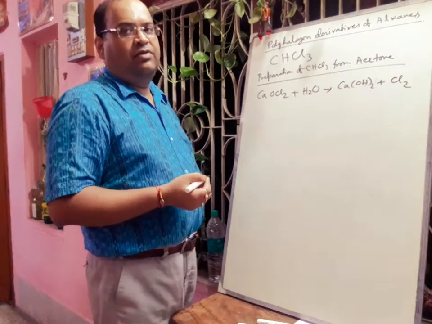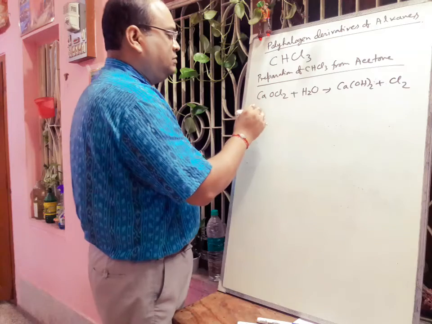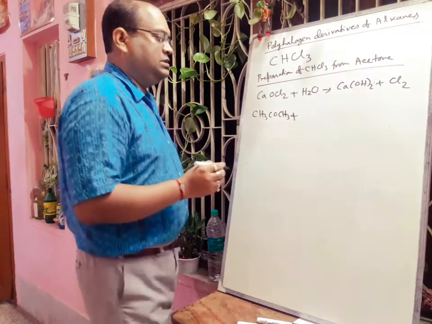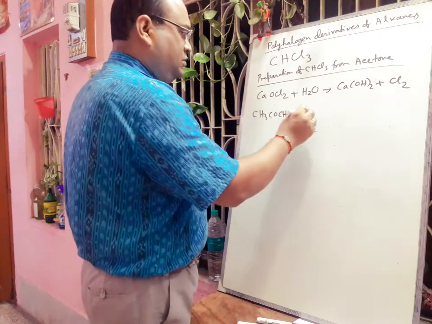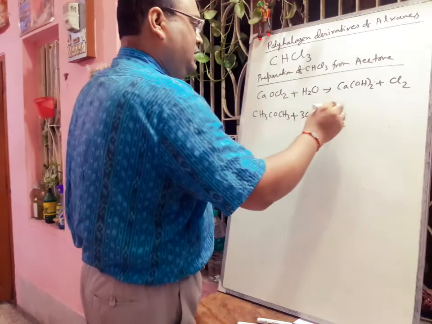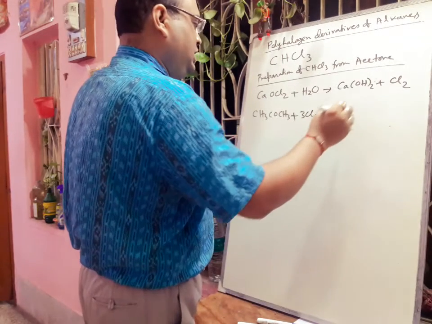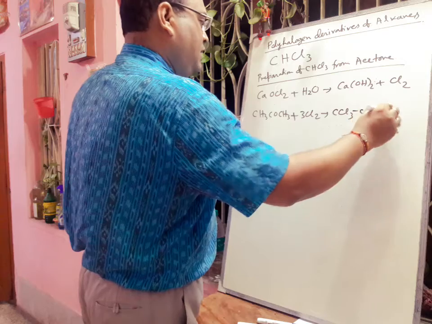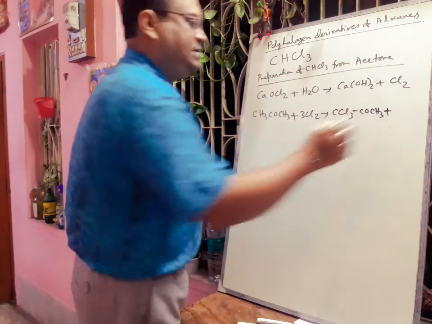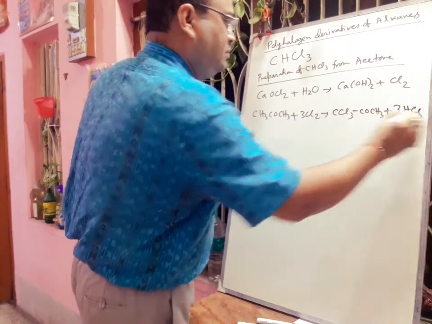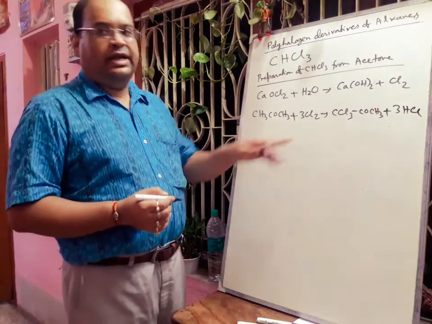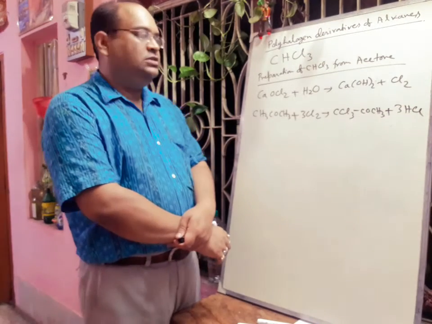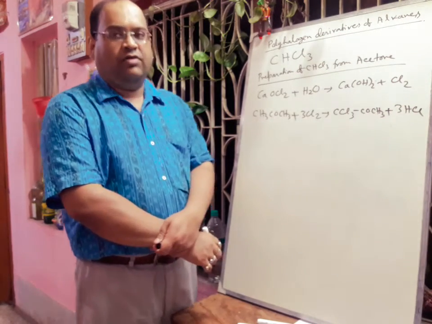That chlorine will react with acetone, CH3COCH3 plus 3Cl2, forming CCl3COCH3 plus 3HCl. In this way we are getting trichloroacetone. By the hydrolysis of trichloroacetone we will get the chloroform.